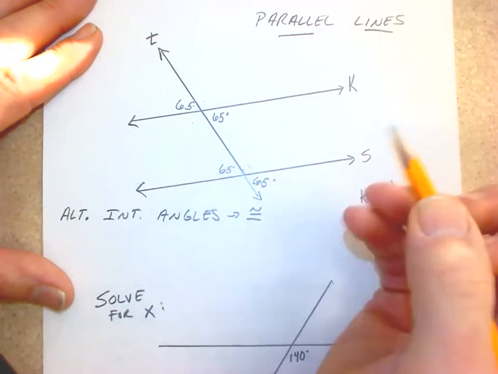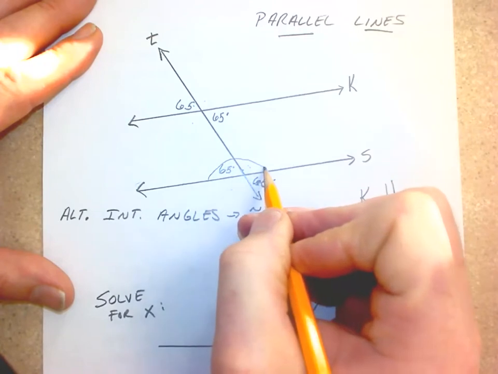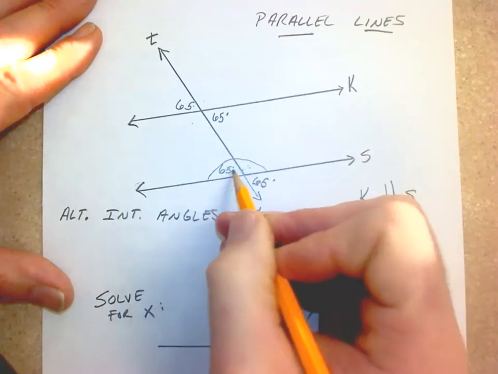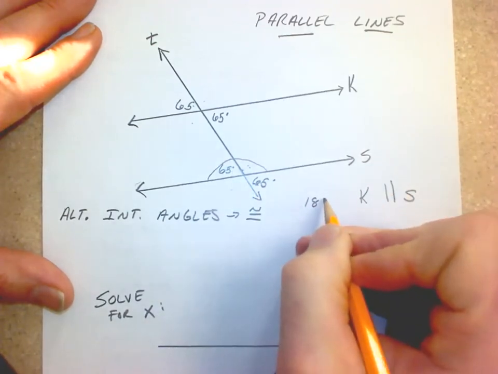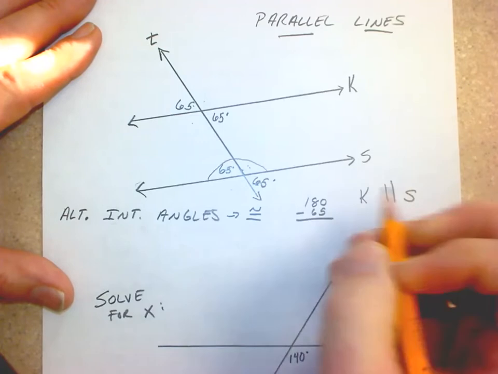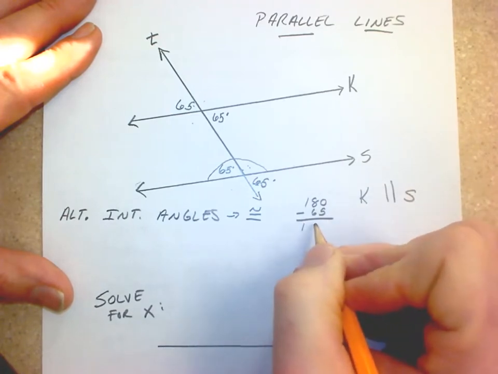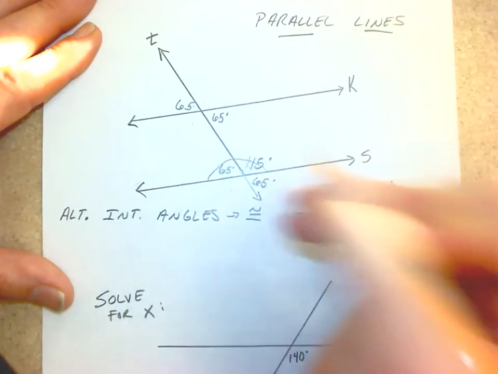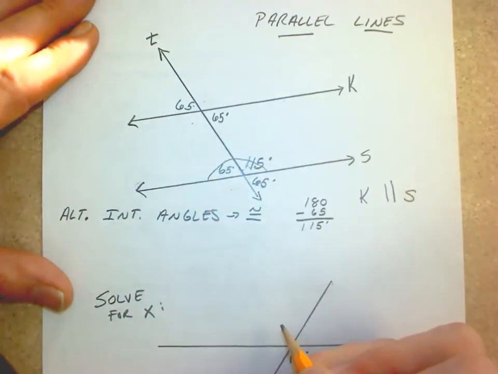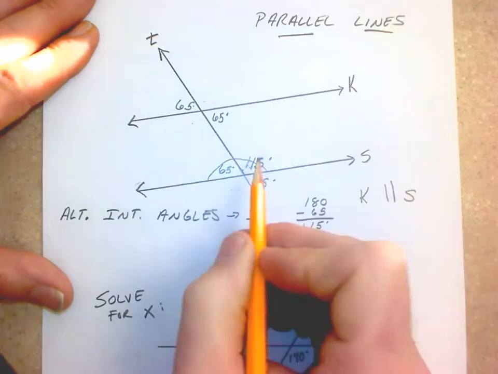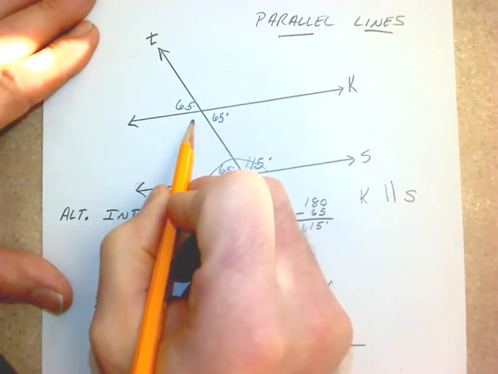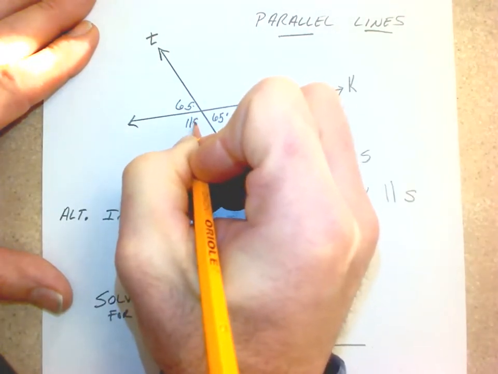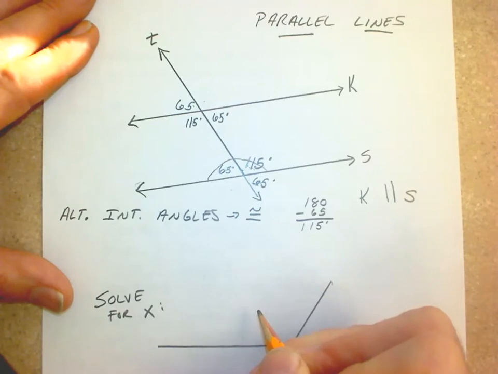So if we want to start with this one, these two angles form a straight angle. So these would be our supplementary angles. 180 minus 65 degrees leaves us with 115. So this would be 115 degrees. 115 degrees, we just said, alternating interior angles. So if this angle is 115, this angle is 115 degrees.